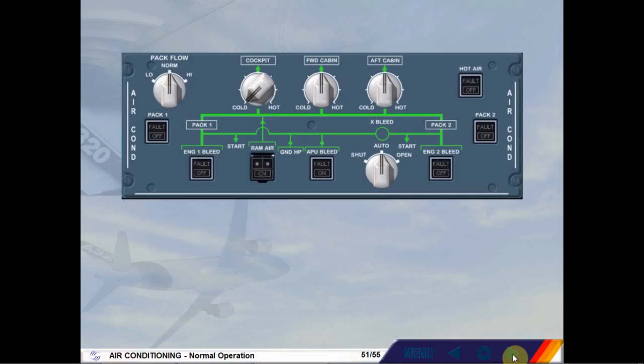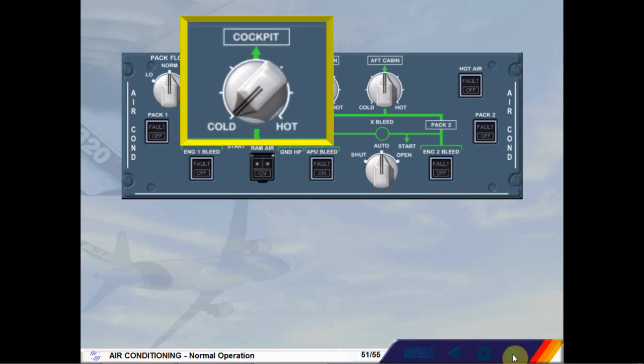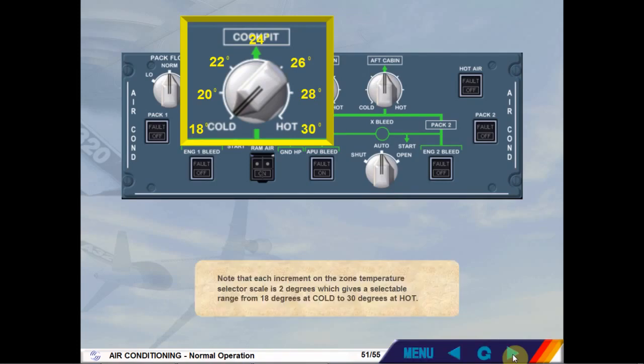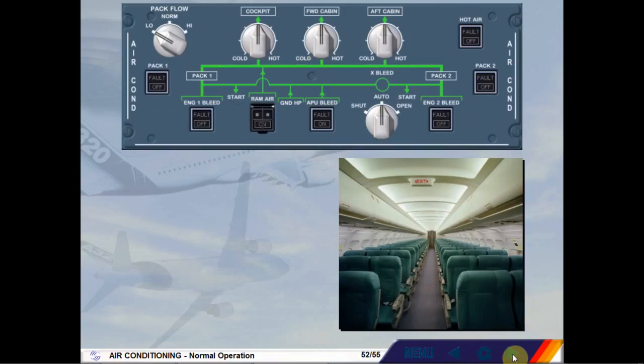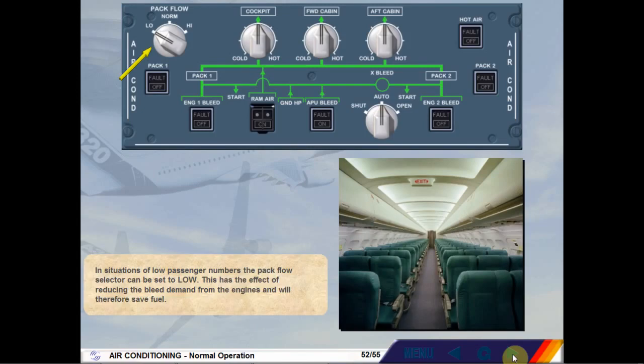Note that each increment on the zone temperature selector scale is 2 degrees, which gives a selectable range from 18 degrees at cold to 30 degrees at hot. In situations of low passenger numbers, the pack flow selector can be set to low. This has the effect of reducing the bleed demand from the engines and will therefore save fuel.